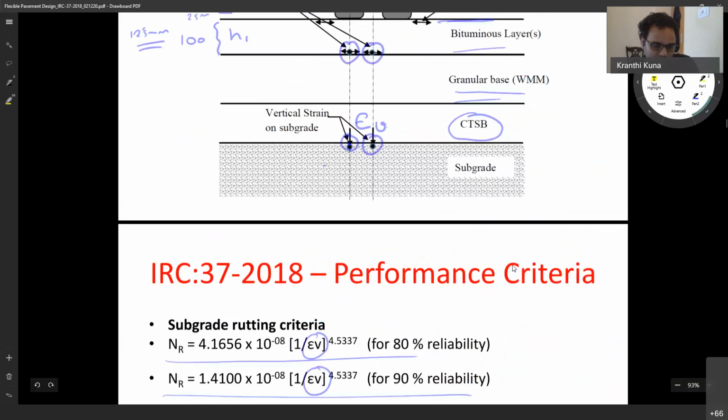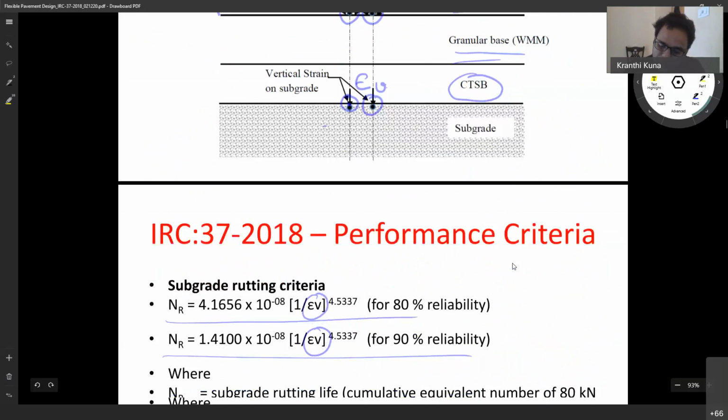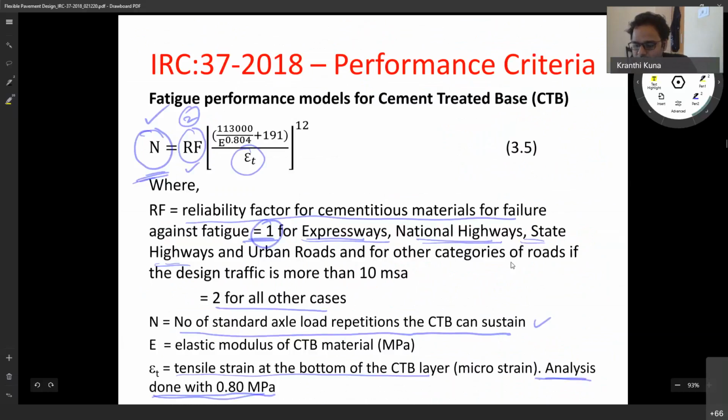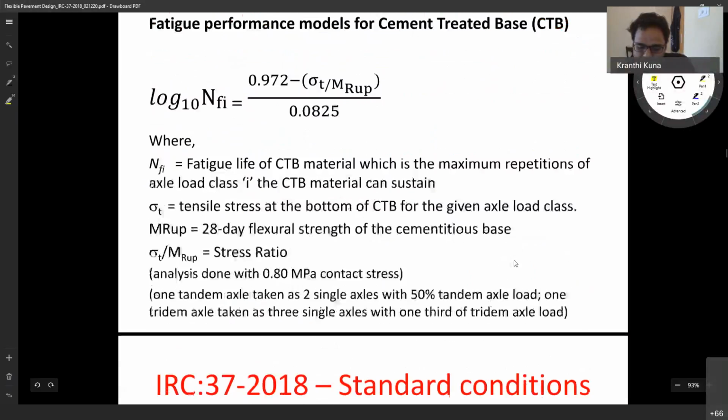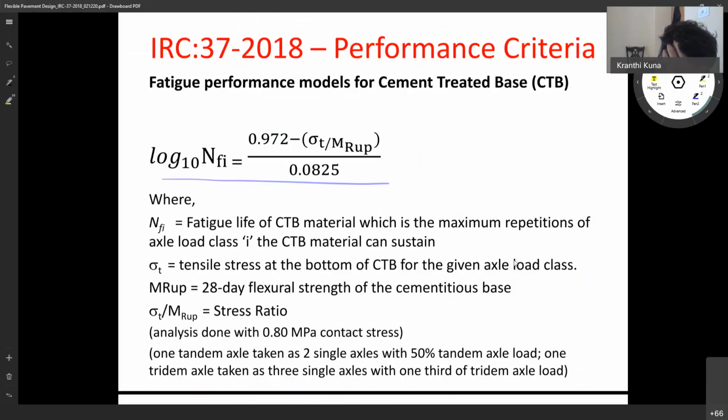Okay, this is for the tensile strength. If you remember when I was talking about CTB, we also have to determine the tensile stress, isn't it? For that tensile stress, we have this equation. So we have this expression, which is what we call the cumulative damage approach.